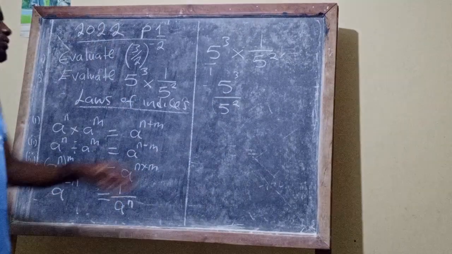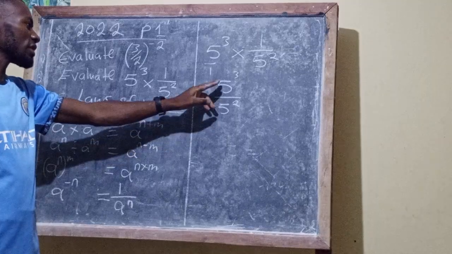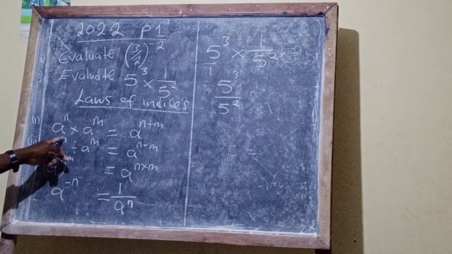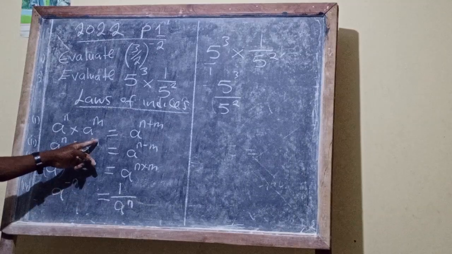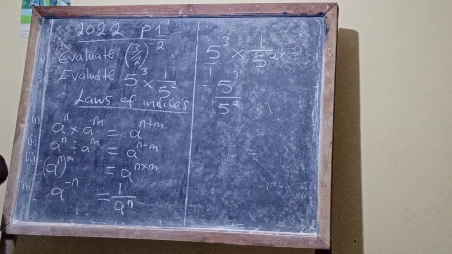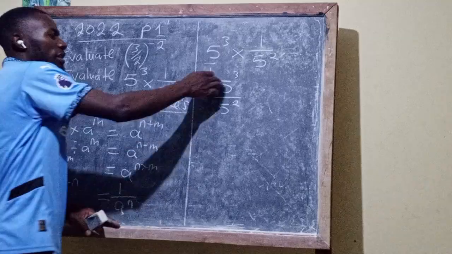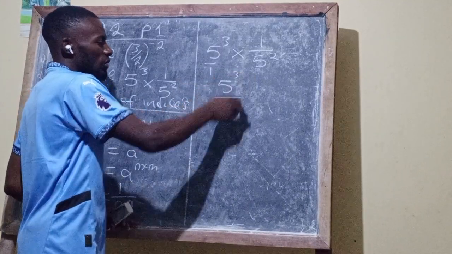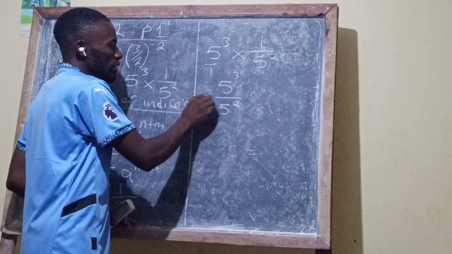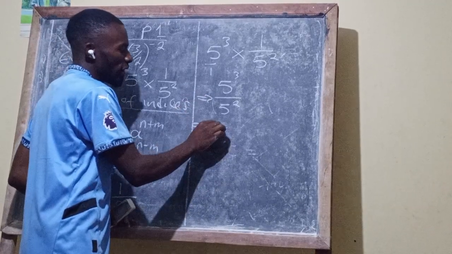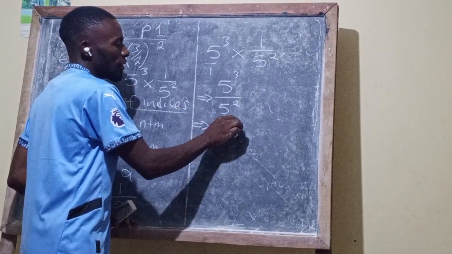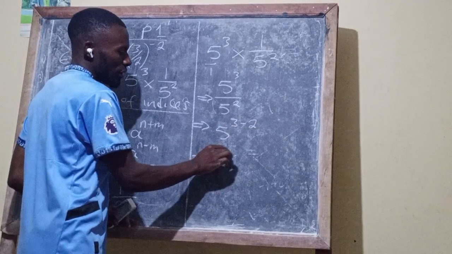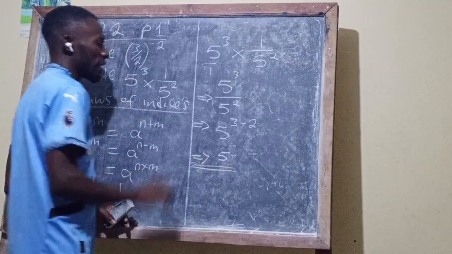So when you have this, you see that you are dividing here, and you have the same base 5 and 5. You come back here: when you are dividing a to the power n by a to the power m, you maintain the base, then you subtract the powers. So here we are dividing, and we have the same base of 5, then we are going to subtract the powers. So this means we are going to have 5 to the power 3 minus 2. And the answer is going to be 5.